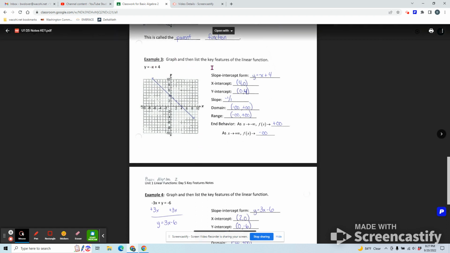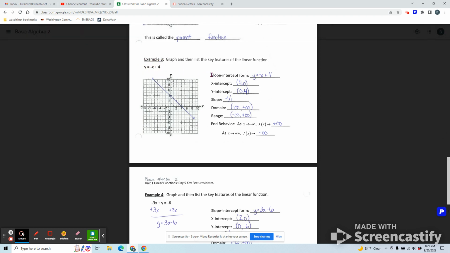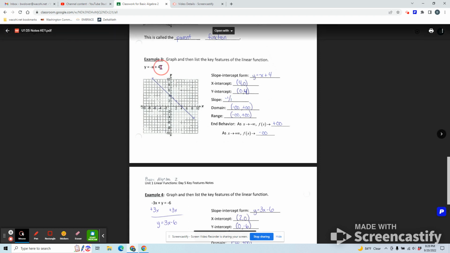It says graph and then list the key features of the linear function. So I give you the function. So right there, I already have one answer, slope-intercept form, y equals negative x plus 4. And I'm asking you to graph it. So in order to graph it, I need to know what the slope is. Well, it says negative x. Well, that means my slope is negative 1 over 1. I encourage you to always write your slope as a fraction because you're going to have to graph it. My y-intercept is at 4. I got that straight from the equation.